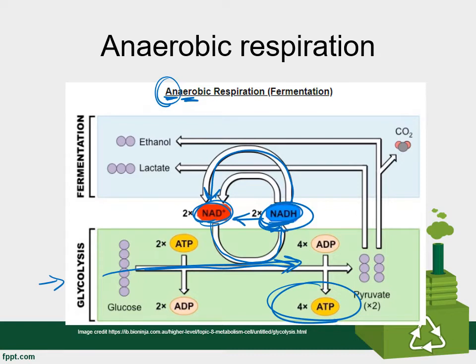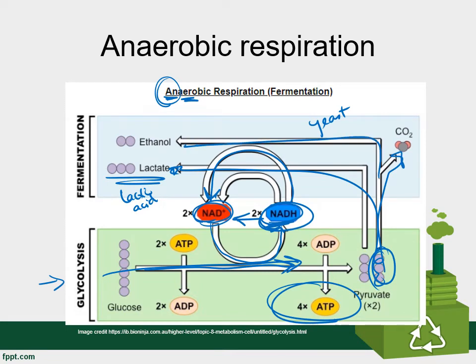If you're not cool, like mammals, then you take your pyruvate and you turn it into lactate or lactic acid. And this is what makes our muscles sore after we work out a little bit too hard. If you're super cool like a yeast, then you can take that pyruvate and you can chop off a CO2 molecule, and what's left over is ethanol.